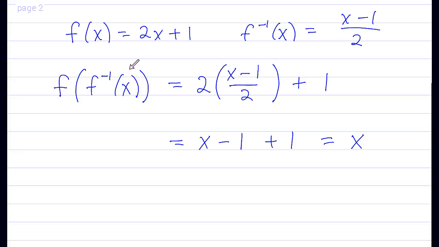There it is. I showed that when I take the inverse function of x and then apply f to it again, I just get x back. In other words, you can think of these things as kind of canceling each other out. The function and its inverse cancel each other out. That's the nature of the inverse function.